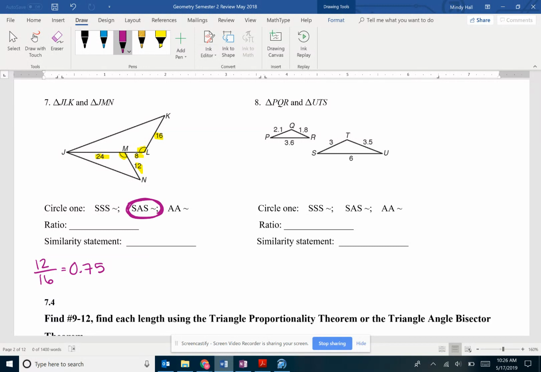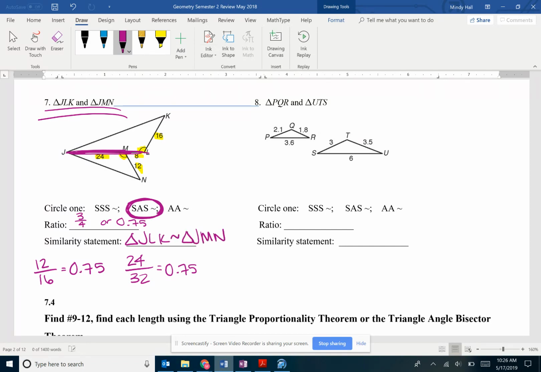So then to compare the other one, my small triangle's other side is 24 and my long one is the full length. So 24 plus 8, which is 32. So then 24 divided by 32 is also 0.75. So our sides are proportional. They have the same ratio. So we just write our ratio. That is 3/4, or if you want to write it as a decimal, you can. I'm going to accept that. So then for your similarity statement, it's super easy. Use the letters they give you. Triangle JLK is similar to triangle JMN. Don't lose points on triangle names just because you didn't pay attention to how they wrote it.